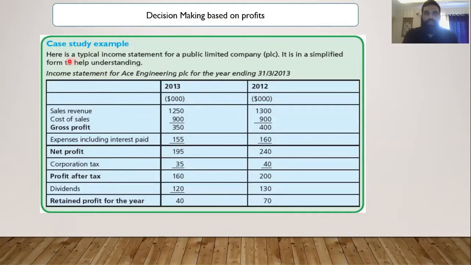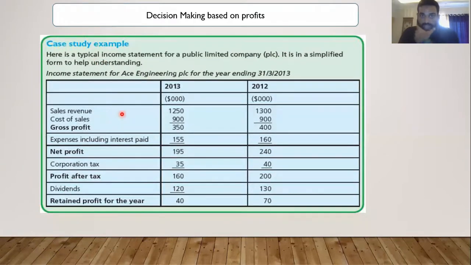This is basically a typical income statement for a public limited company. They are telling us that it's a PLC, a public limited company, and that's why you will see corporation tax in the income statement. If it was a sole trader, you would never see corporation tax or dividends. It is in a simplified form to help understanding.